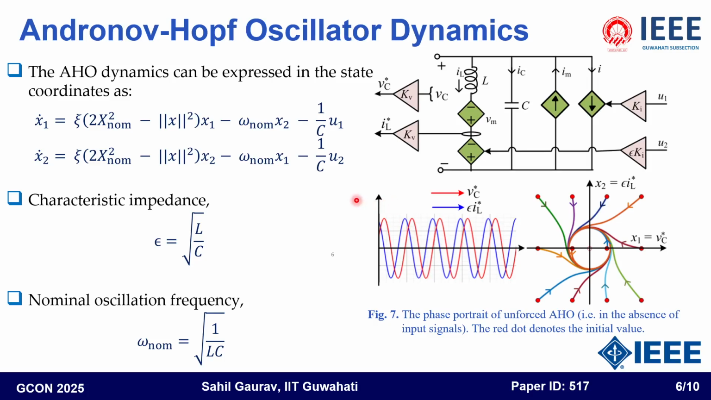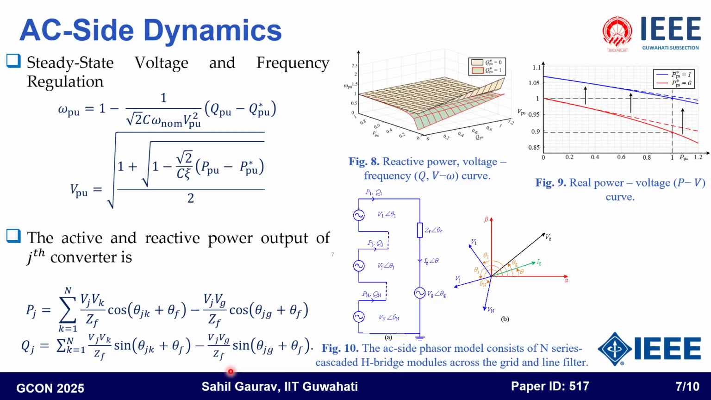For this oscillator dynamics, we have characteristic impedance given by the square root of L upon C, where L is the virtual inductor and C is the virtual capacitor, while the nominal oscillation frequency is defined as the square root of 1 upon LC, and this nominal frequency is equal to the rated grid frequency. Now let us come to the AC side dynamics.